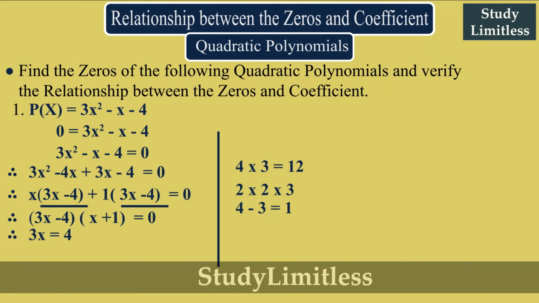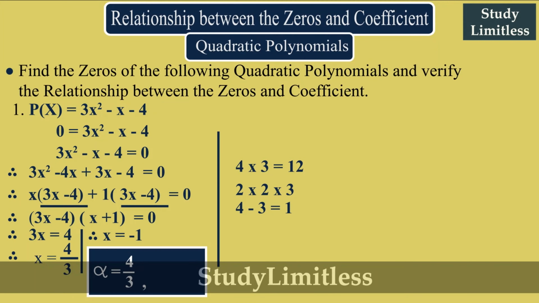If we add 4 on both sides of 3x - 4 = 0, we get 3x = 4, so we can write x = 4/3. On the other side, we have x + 1 = 0. We bring 1 to the other side and get x = -1. So we got two solutions: first, alpha = 4/3, and second, beta = -1. We have solved for the zeros of the quadratic polynomial, but we have to verify the relation between the zeros and coefficients.